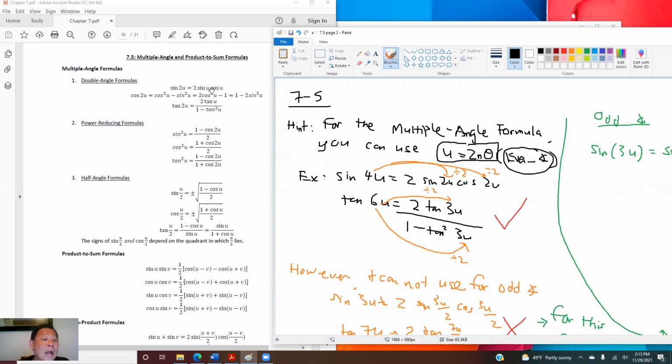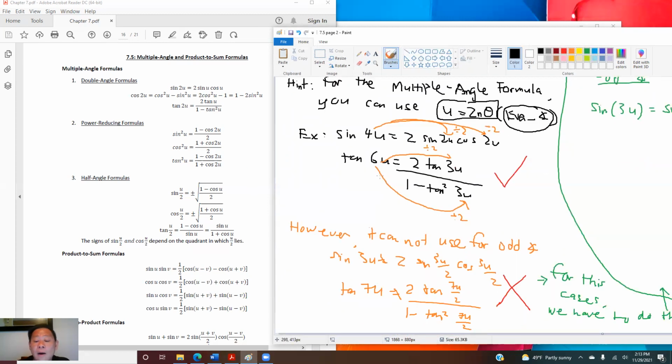Okay, so this is your multiple angle. Same thing happens here. You can also do that here. However, if you want to do it for the odd angles like 3u, 5u, 7u, you cannot use this formula. For sine 3u, you divide this by 2, so it becomes 2 sine 3u over 2 cosine 3u over 2. This is no good. Same thing with tangent 7u. Tangent 7u is 2 tangent 7u, you divide this by 2. This is also no good.